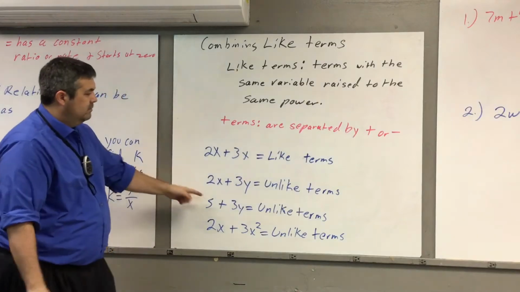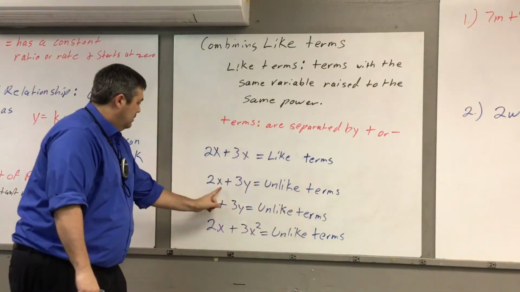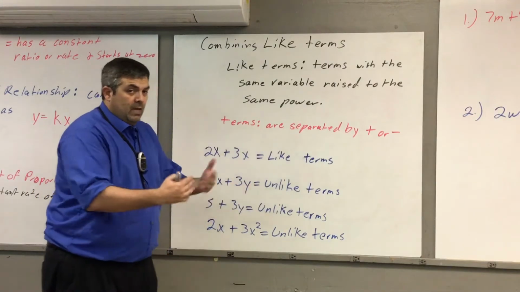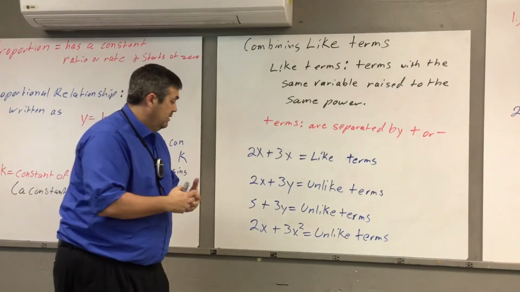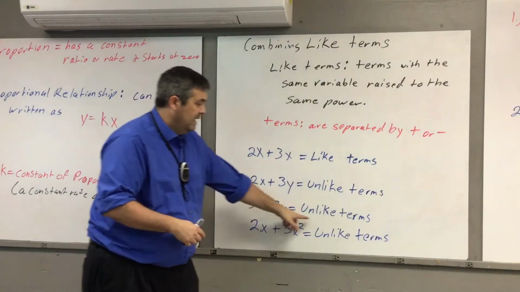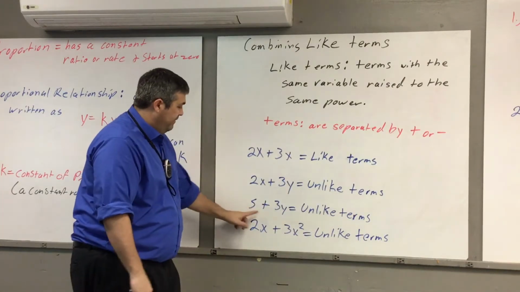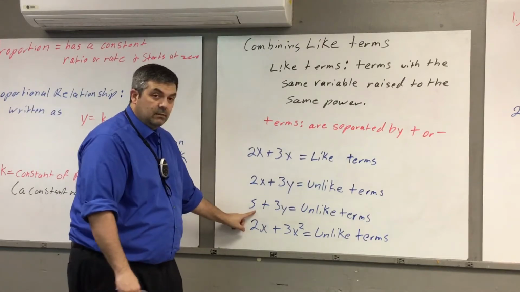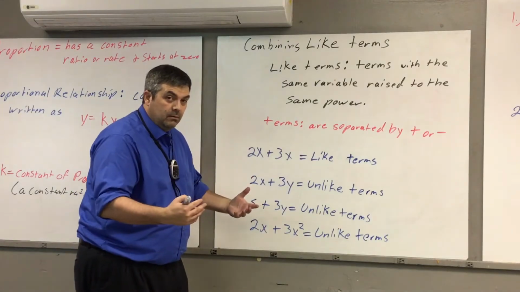Now here, unlike terms. This is an x, this is a y, two separate variables. You can't combine those things. Okay? Down here, again, unlike terms. 5 plus 3y. That has a variable, that doesn't. I can't combine those. Okay?